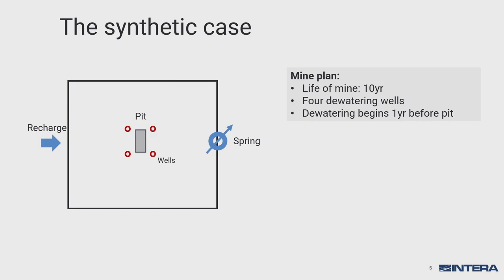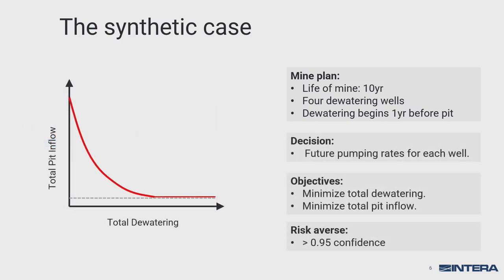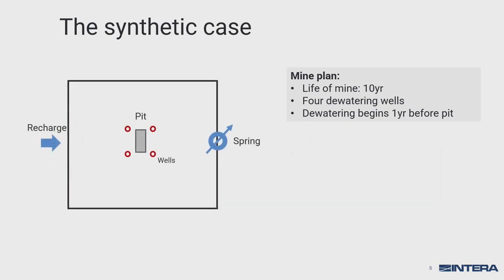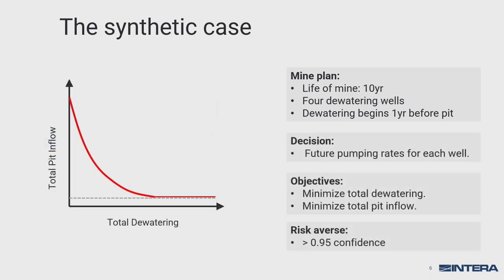To do so, we have four dewatering wells, but we just want to know how much we need to pump from those dewatering wells to keep the pit as dry as possible. So these four points around are the dewatering wells. And so we want to decide what pumping rates at each of those wells we need.